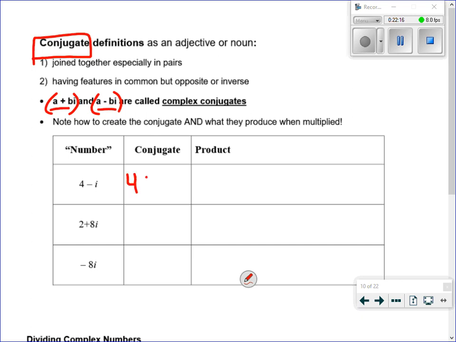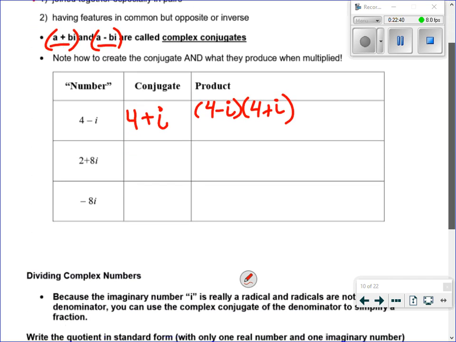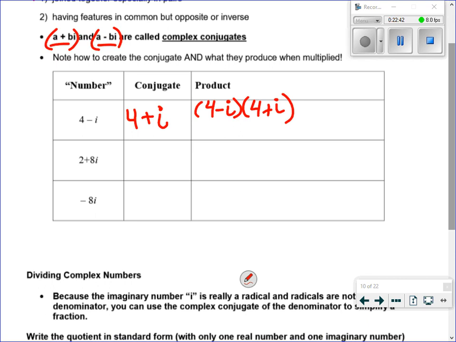Yeah, 4 plus i. Those values stay the same. You're just changing the sign in the middle. So let's multiply these two, and then we'll talk about why the conjugate is so important. So we have 4 minus i times 4 plus i. Going through and multiplying with our FOIL, we would have 16 plus 4i minus 4i, and then minus i squared. Good.